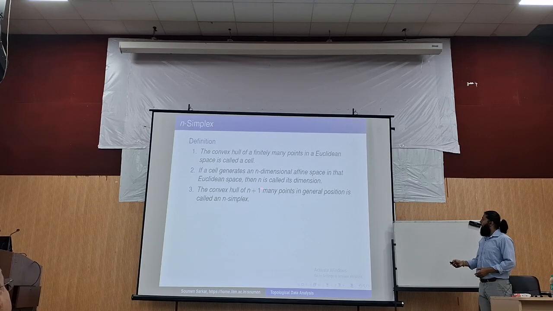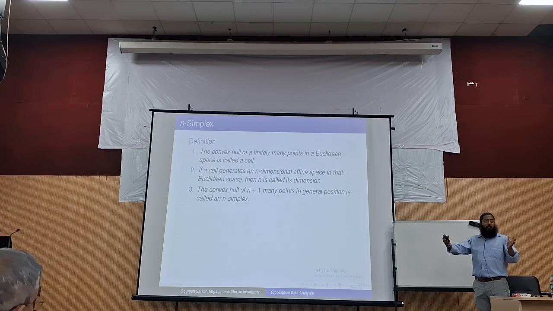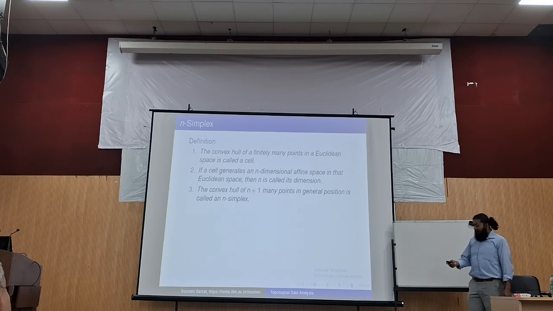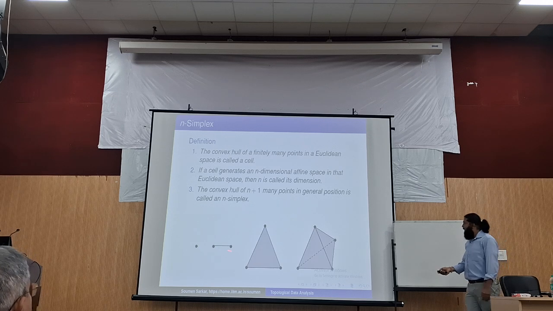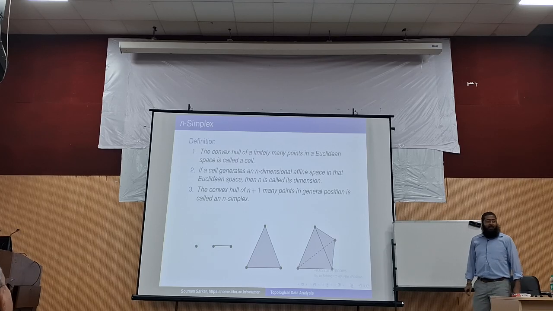The convex hull of n plus 1 points in general position is called the n-simplex. Otherwise, if we are given a finite set, then the convex combination of the finite set is the convex hull. Okay, so this is the definition. If we do a little bit of geometry, it is a zero dimensional thing. So this is the definition of n simplex, okay?